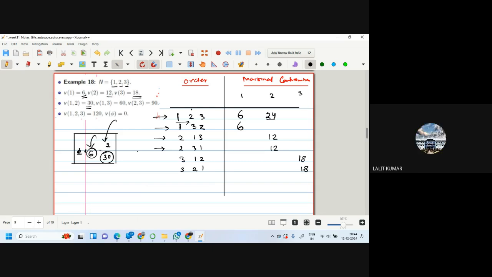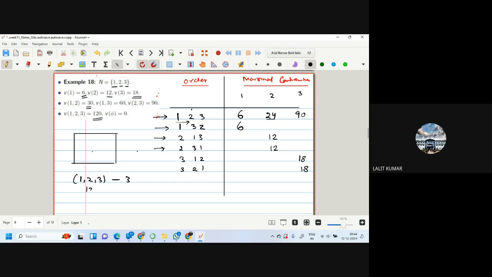Now the value has become 30 with 1 and 2. Now 3 enters, 1, 2, and 3. Now 3 enters and the value becomes 120. So what is the value of 3? 90. Yes, 90. Is that clear? So we got this 90 by 1, 2, 3 minus 1, 2.